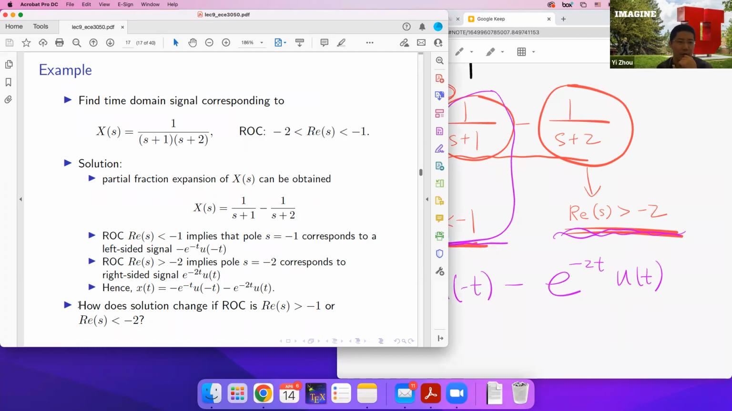So here's another question. We have a comment: How can we tell if the function is right-sided or left-sided?